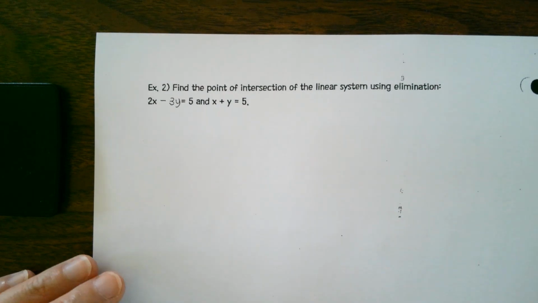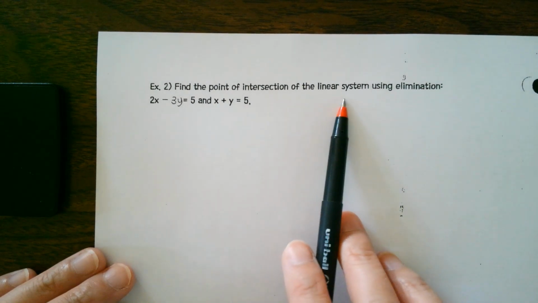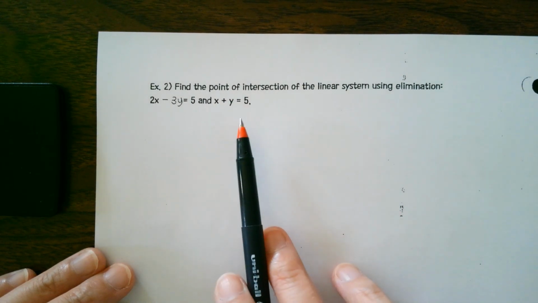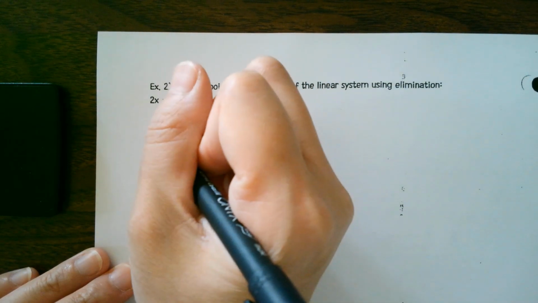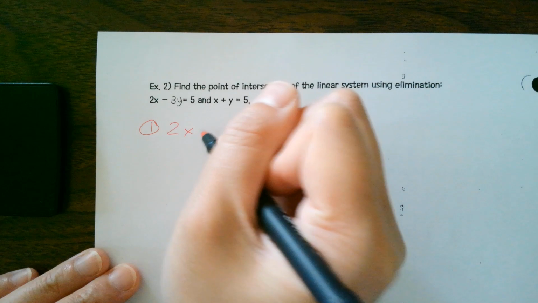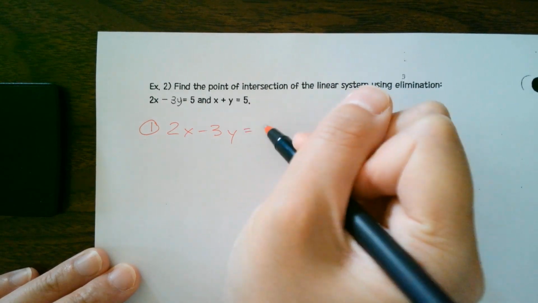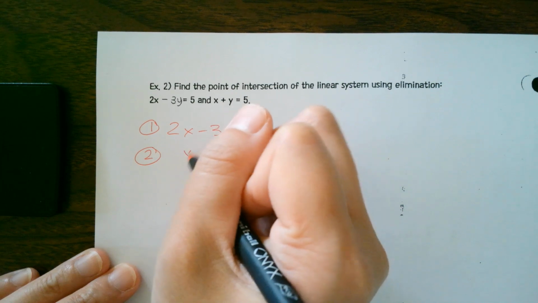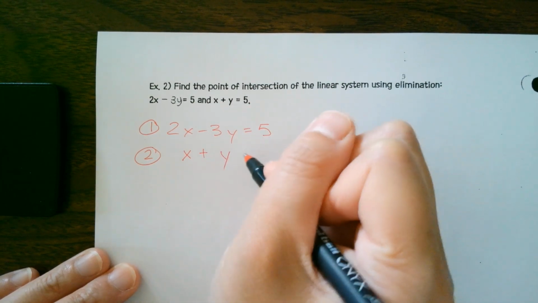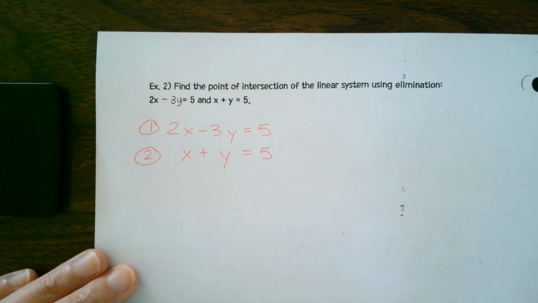All right. Okay. Example 2. Find the point of intersection of the linear system using elimination. Okay, so now looking at my equation 1, 2x minus 3y equals 5. And equation 2 is x plus y equals 5.